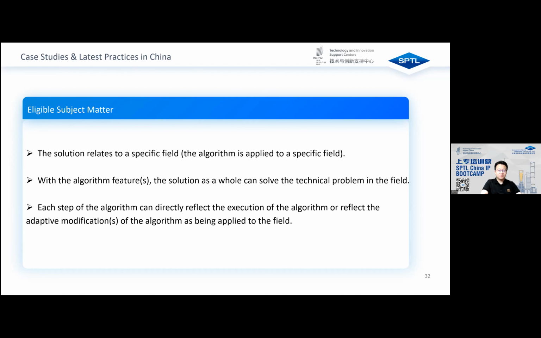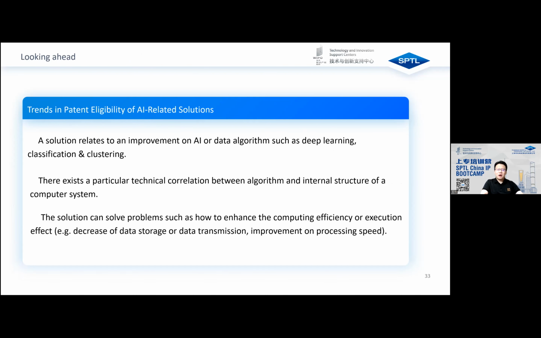Okay, let's move on to the final part. In this part, I want to share with you some trends in patent eligibility of AI-related solutions in China.